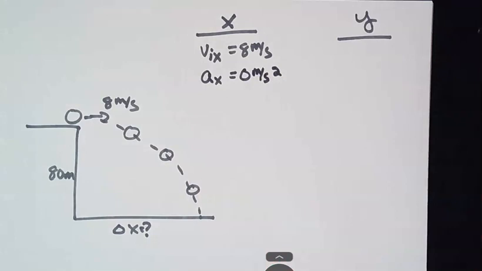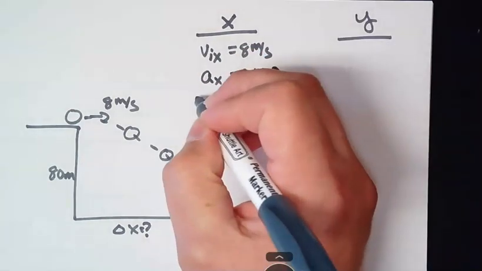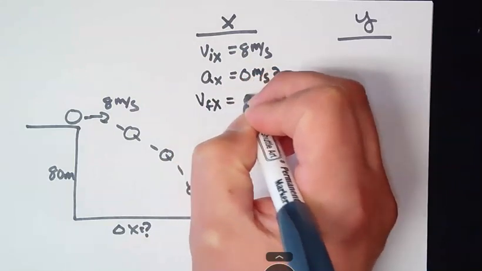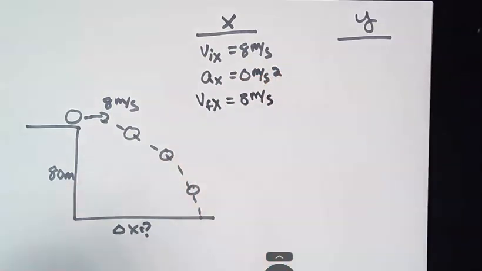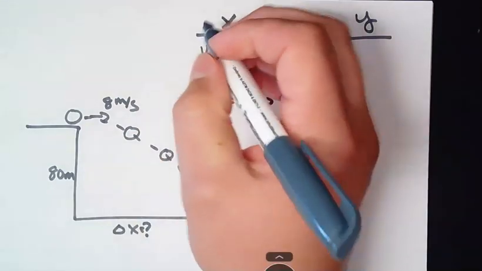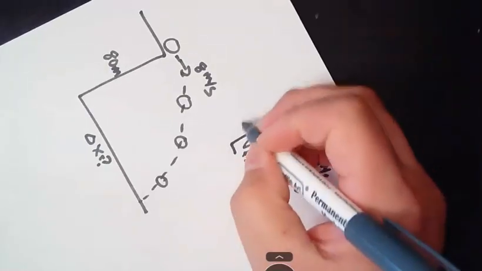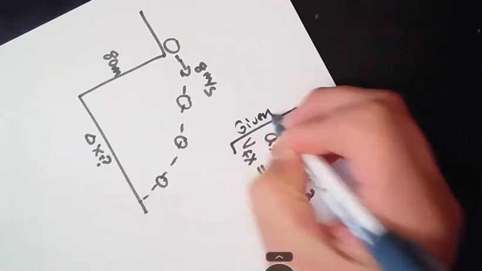It stays the same. And so we could even say that our final velocity, VF, in the x direction is also 8 meters per second. So all of those stay the same. This is going to be my given in the x direction. Let's write it like this, given.